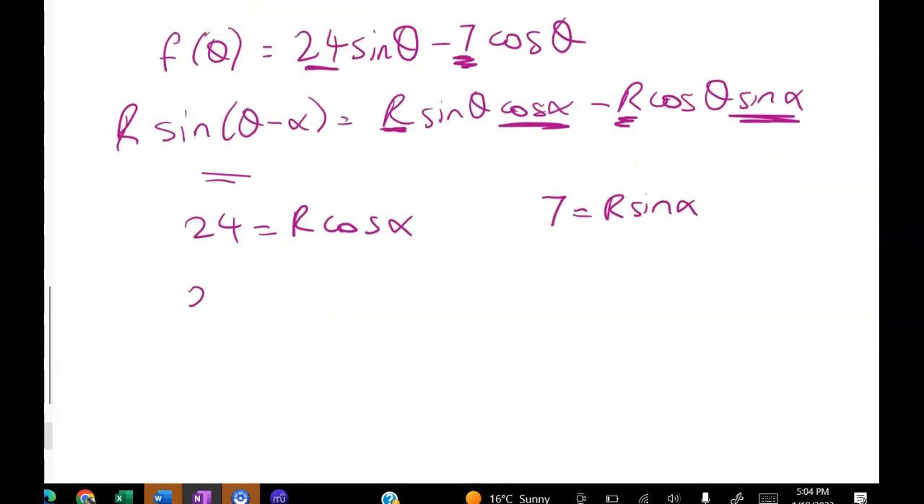Right, so 24 equals r cos alpha, 7 is equal to r sine alpha. We can straight away draw a little picture. So 24 over r is equal to cos alpha. So drawing this in, something weird just happened with the stylus. What's going on?